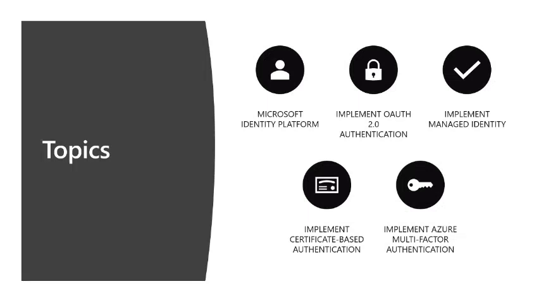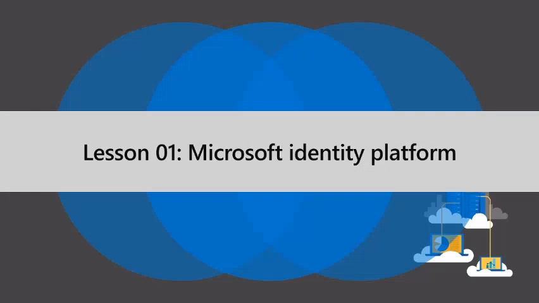Topics I have already talked about: Microsoft Identity Platform, implement OAuth 2.0, implement managed identity, implement certificate based authentication, implement Azure multi-factor authentication. Microsoft Identity Platform. In this lesson, we will learn about Microsoft Identity Platform overview, application types in Azure Active Directory, application and service principal objects in Azure AD, permissions and consent in Azure AD.